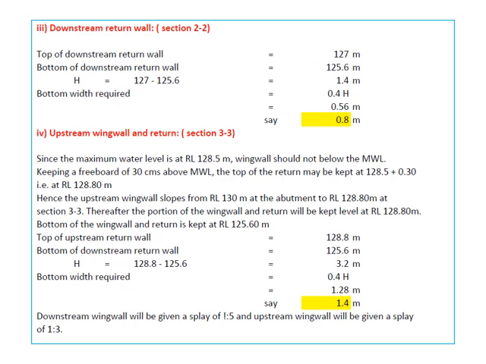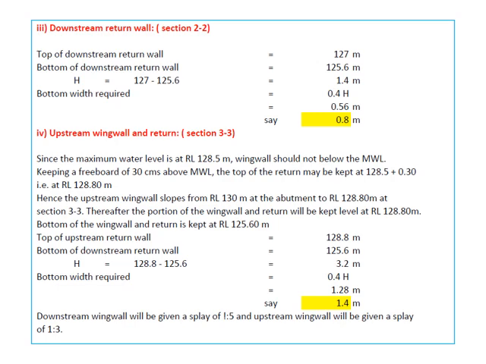Similarly for the upstream wing wall, I told you that the maximum water level is 128.5. You cannot keep it at the general ground level, as it is well below the maximum water level. Any height has to be above 128.5. So we give a 30 centimeters freeboard to 128.5 and fix the top of the return. When the wing wall is sloping from 130 to 128.8, some portion of the wing wall will go below 128. So after section 3 we have to keep the level at 128.8. The bottom of the return wall is kept at 125.6, and that gives the height. So 0.4 times h will give 1.4 meters.